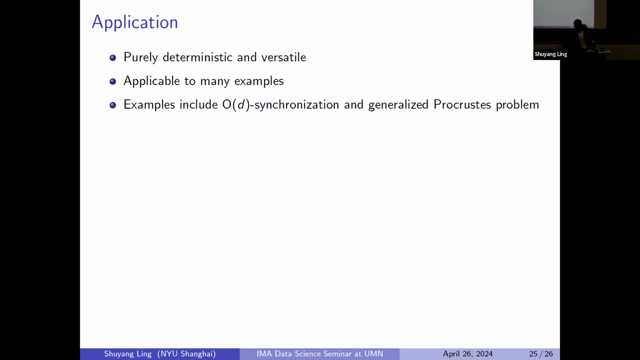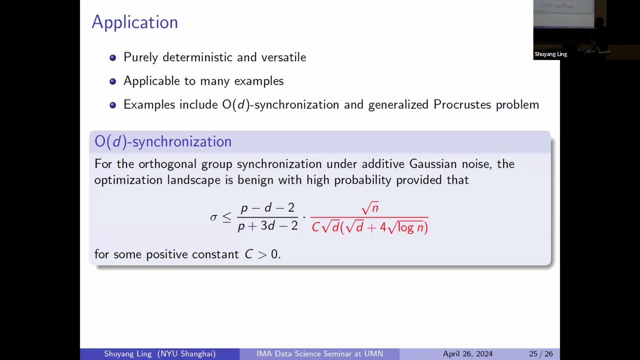The guarantee is also versatile because it applies to different types of examples, including Z2 synchronization and the Procrustes problem. But I probably don't have the slides here to talk about it. For the OD synchronization, this is the result we get. The noise sigma is smaller than this number, and we need to choose P greater than something that is essentially constant. These are actually the guarantees for the tightness of the SDP.